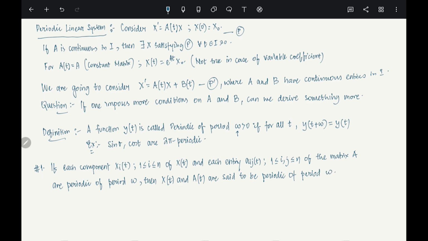So essentially what I mean by this is, let's say A is a matrix and it depends on T. A matrix has all these entries and all these entries depend on T. So if every entry, as a function of T, is periodic of the same period W, and the unknown function x of t also has all components periodic, then we say that those are periodic of period W. That's just what you understand by period.